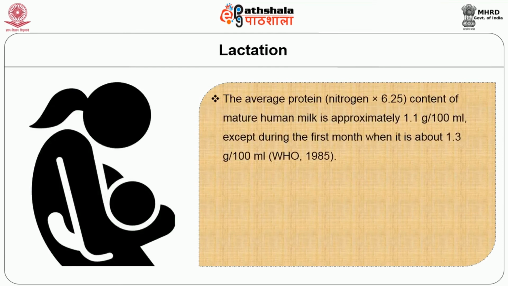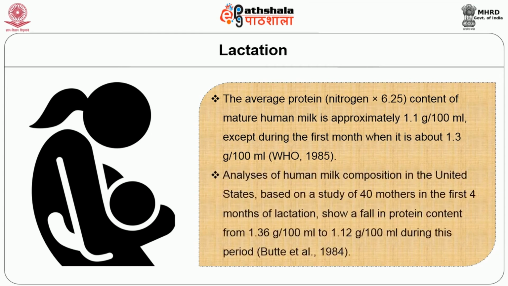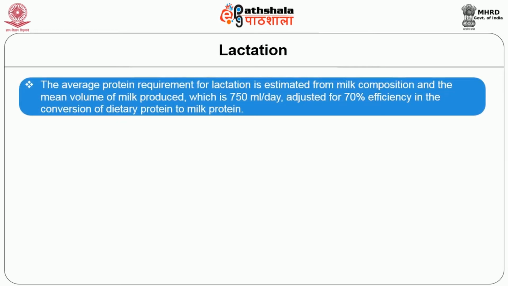The average protein content of mature human milk is approximately 1.1 grams per 100 ml, except during the first month when it is about 1.3 grams per 100 ml, by WHO 1985, in the lactating period. Analysis of human milk consumption in the United States, based on a study of 40 mothers in the first 4 months of lactation, shows a fall in protein content from 1.36 grams per 100 ml to 1.12 grams per 100 ml during this period.